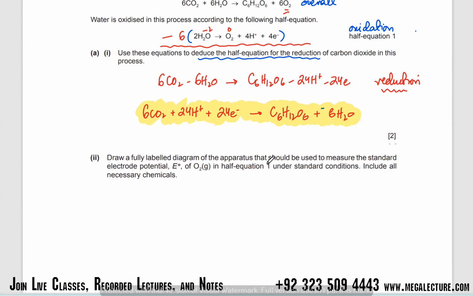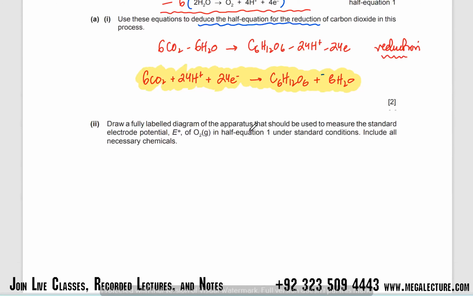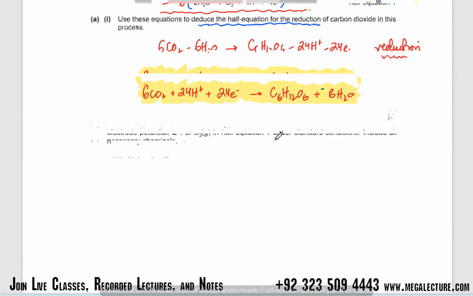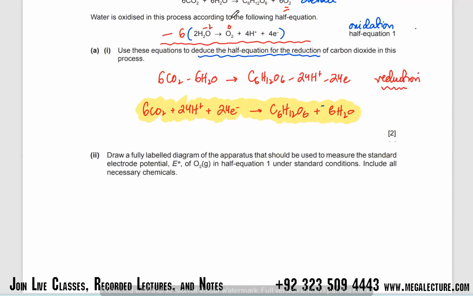So the next one is: draw a fully labeled diagram of the apparatus that should be used to measure the standard electrode potential, E naught, of the oxygen half equation. I mean, basically it's asking for drawing this electrode. Okay, so remember drawings were important. So it's a gas electrode with ions.